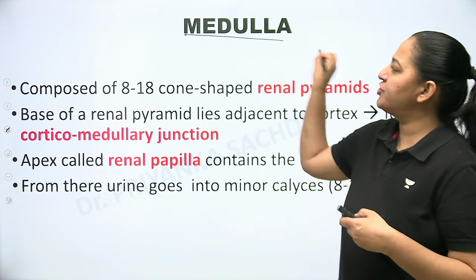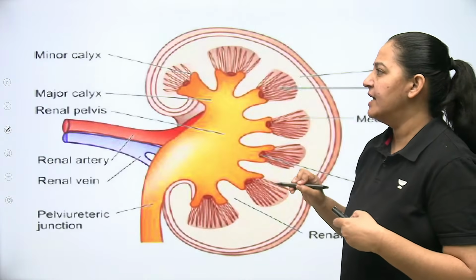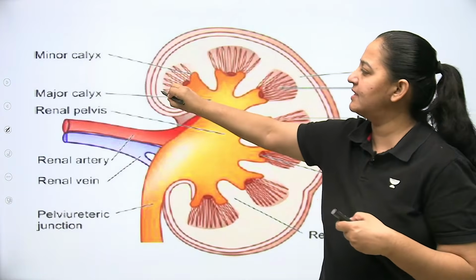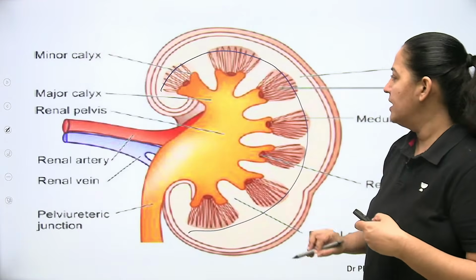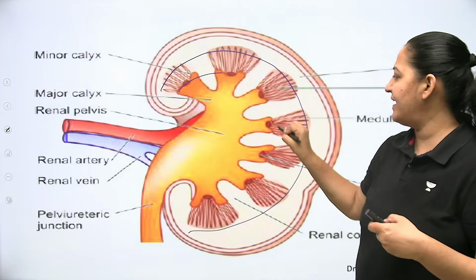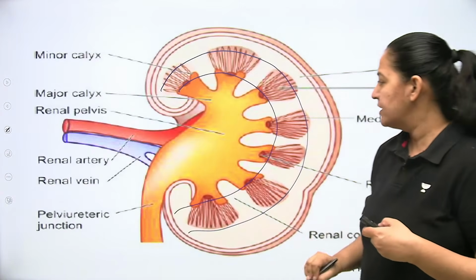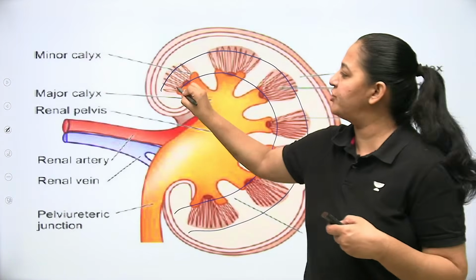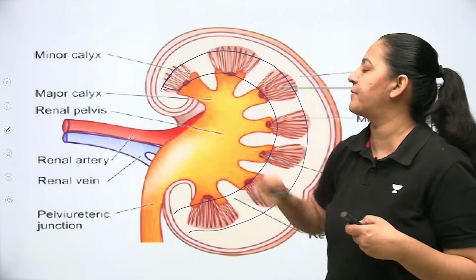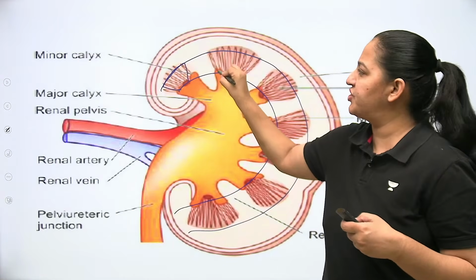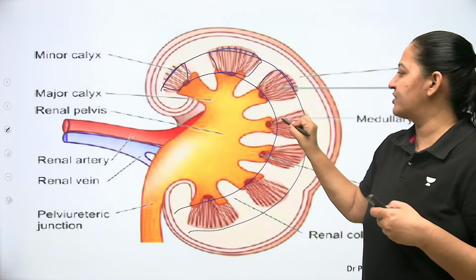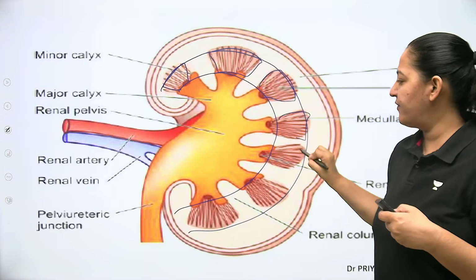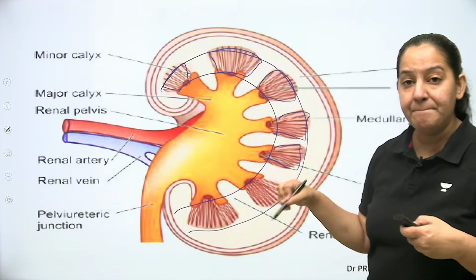Now coming to the second portion of the kidney, the medulla. You can see just below the cortex, this is the medulla. Let me draw the boundary of the medulla. So the medulla starts from here and ends here. Can you appreciate? Inside the medulla, you can appreciate multiple pyramidal structures. These pyramidal structures are known as renal pyramids, and renal pyramids are present inside the medulla.